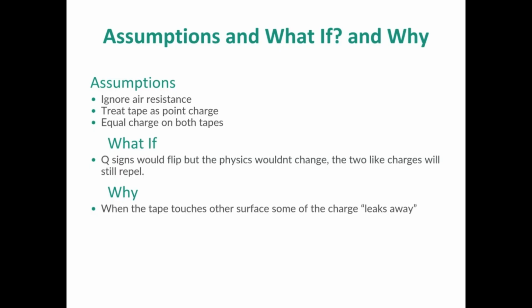We have a couple of what-if questions. If the electrons had a positive charge and the protons a negative charge, nothing about the observations would change. Like charges would still repel and opposite charges would still attract. Only the labels would be reversed. And it's important to handle the tapes with as little contact as possible with hands or other surfaces, because the charge leaks away, reducing the overall repulsion effect.